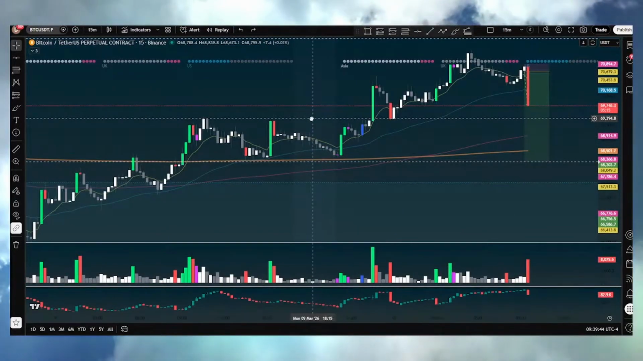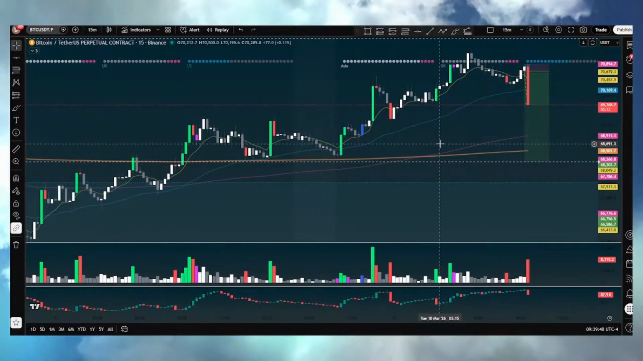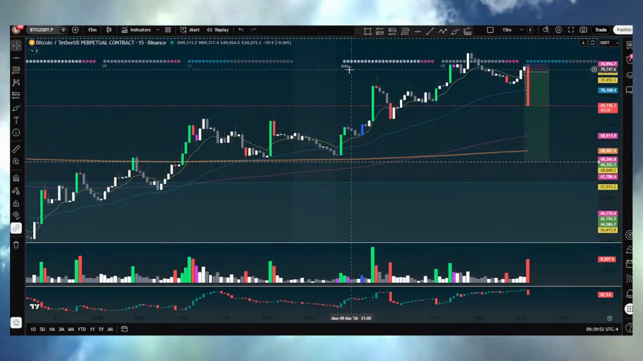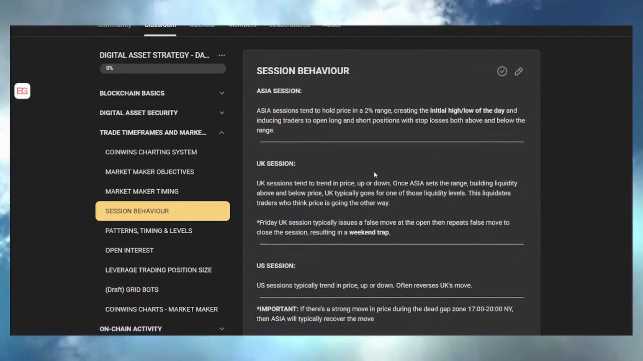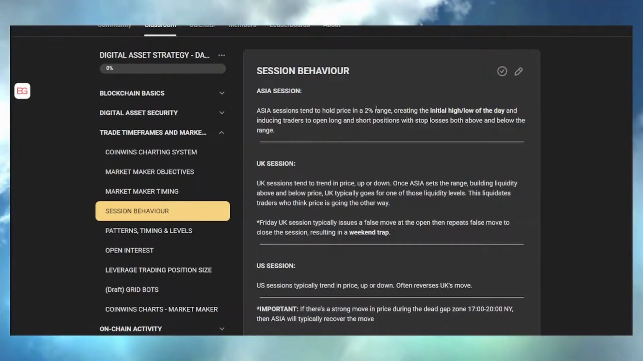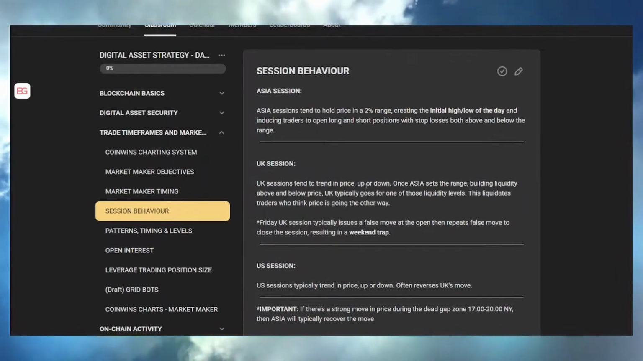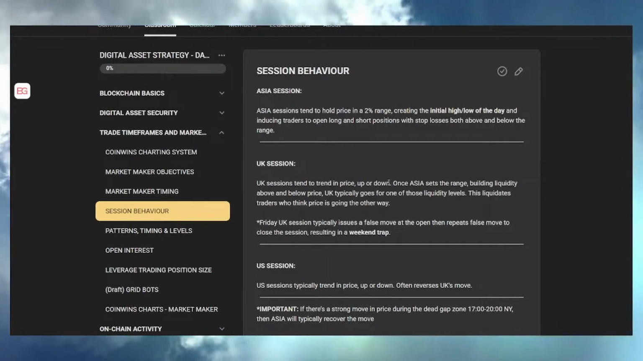When you see abnormalities in price action during specific sessions, you ask yourself, do I want to enter the trade or do I want to stay on the sidelines? So we got our 2% range for Asia, which didn't occur. So already the week started in a strange way. Now the UK session oftentimes trends. We did get a price trend up or down.